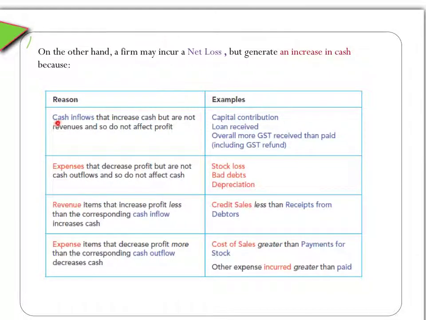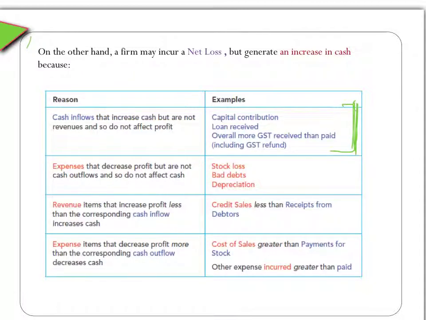So first reason, cash inflows that increase cash but are not revenues and so do not affect profit. So things like capital contributions, loans received from bank or other lending institutions, overall more GST received than paid, including GST refund. All of these cash inflows will increase the cash but will not affect your profit because they are not revenues.